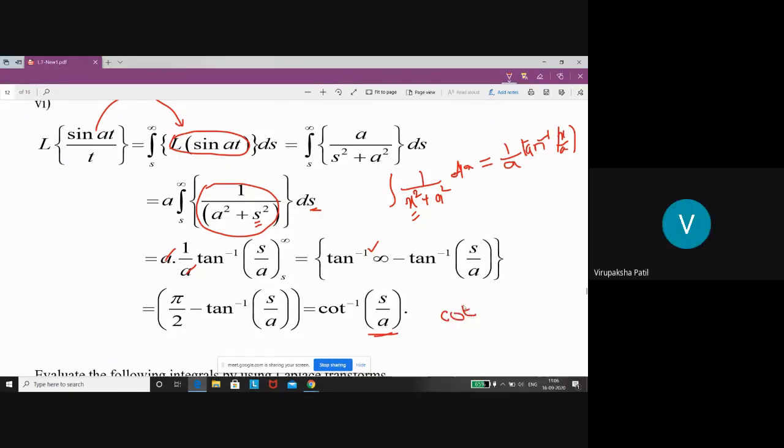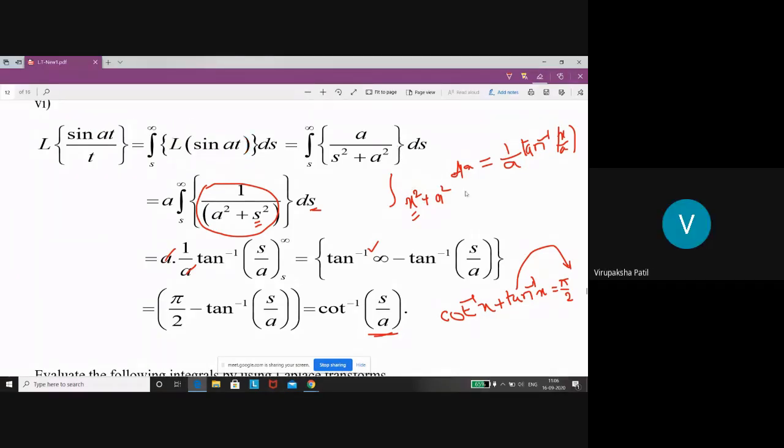One of the standard results you learned in inverse trigonometric functions from PU second year: tan inverse x plus cot inverse x is equal to pi divided by 2. You remember this result. Okay, now taking tan inverse to this side, that becomes pi by 2 minus tan inverse x is equal to cot inverse x. So I used this property here. Is that clear? Yes, sir. Okay.